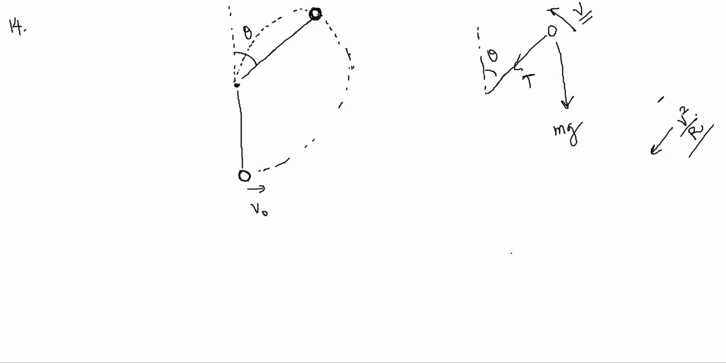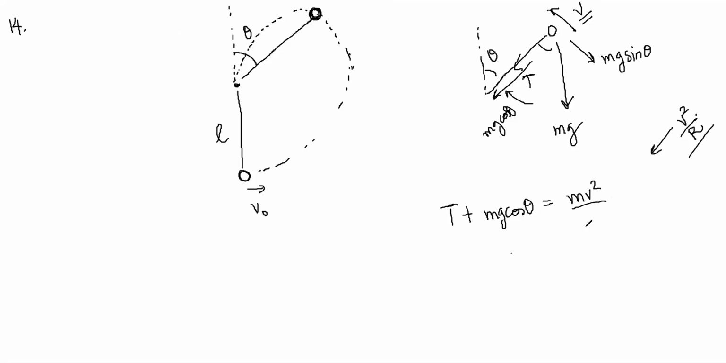R has been given as length L. So v square by L in this case. This is length L, right? So draw the force components. mg cos theta is like this, because this is theta, and mg sin theta is like this, right? So technically, one equation becomes T plus mg cos theta is the force towards the center, and that should be equal to m v square by L, correct?